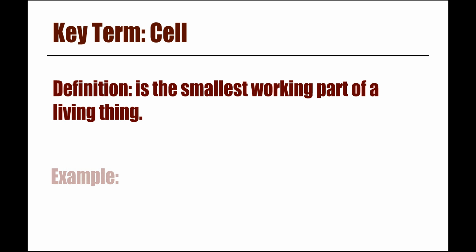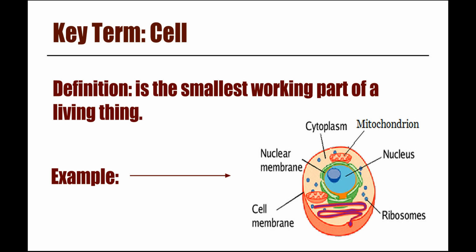Key term, cell. In this slide, we are going to talk about the key term, cell. A cell is defined as the smallest working part of a living thing. Cells can have different shapes and sizes. Each kind of cell has a different job. In looking at the picture to the right, we can see that cells contain cytoplasm, mitochondrion, a nucleus, ribosomes, a cell membrane, and a nuclear membrane.